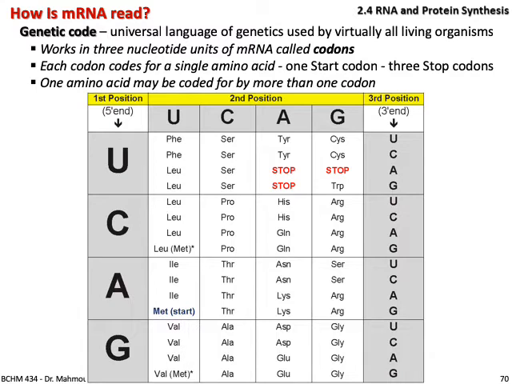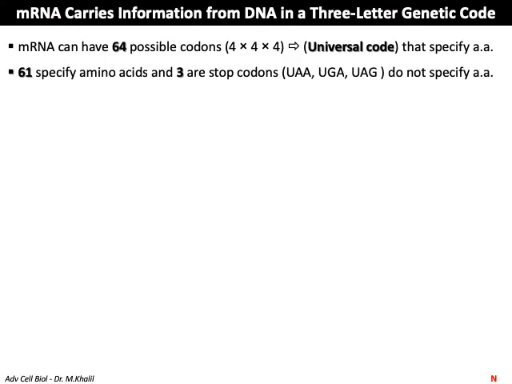As you can see from the table, one amino acid may be coded by more than one codon. The messenger RNA has 64 possible codons. It's actually the combination of 4 times 4 times 4. This is a universal code that specifies amino acids: 61 codons for amino acids and 3 codons for the stop codons.